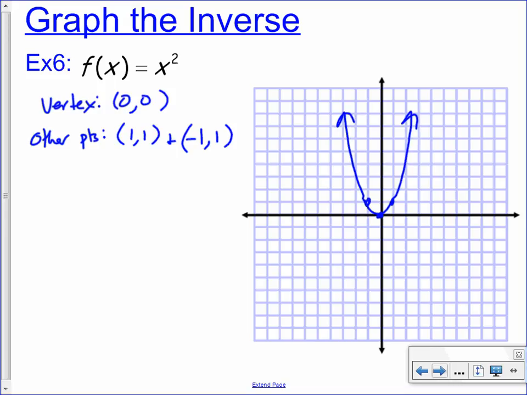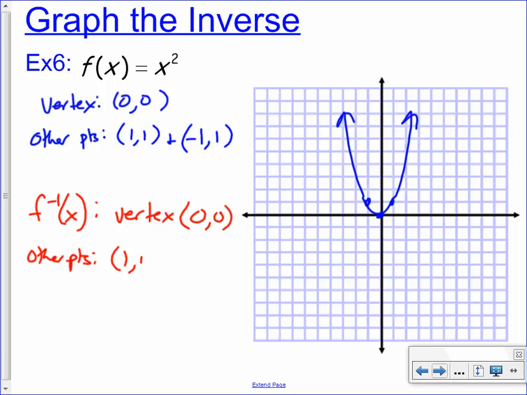Okay? So for f inverse, your vertex would be at (0, 0), and the other points (1, 1) and (1, -1). So (0, 0), (1, 1), (1, -1). This is f inverse.